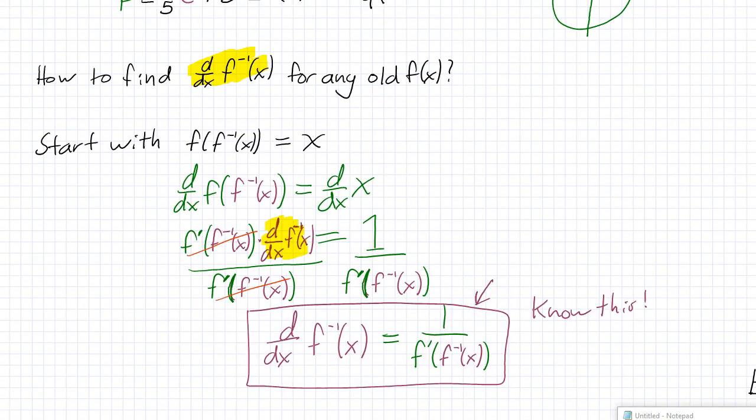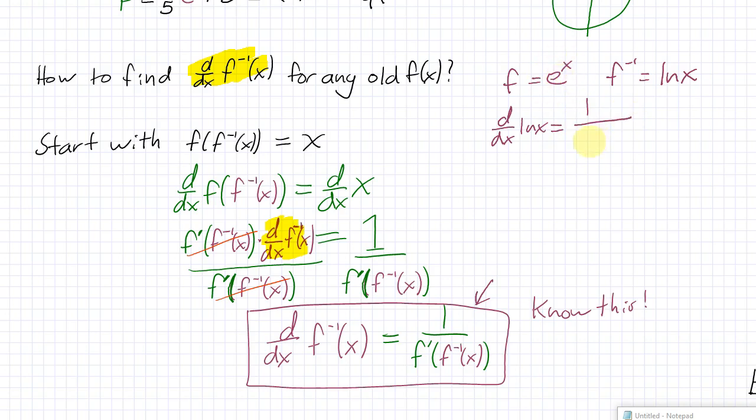It's a good way to check that this works is to do it with the natural log function. So actually, let's do that right now. So if our f function is e to the power x, then our f inverse is the natural log of x. And if we're going to follow this rule, the derivative with respect to x of ln of x should be equal to 1 over f prime.